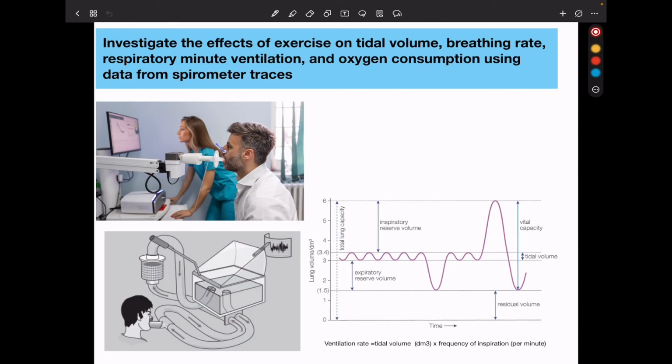The investigation is carried out when somebody is not exercising so that we can see the trace that is created, and immediately after the exercise so that we can compare the traces in order to see how well their lung capacity is. So this brings us to the end of Core Practical 17.